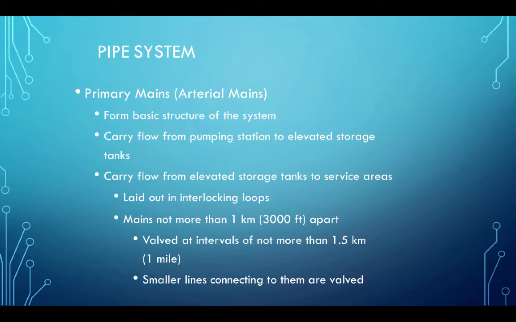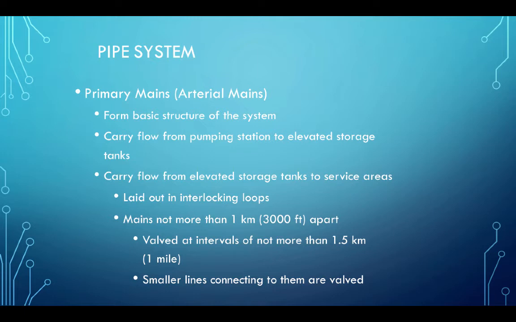The pipe system itself is usually categorized in primary mains or the arterial mains, and they form the basic structure of the system. These are fairly large diameter pipes that carry flow from a pumping station to elevated storage tanks and carry flow from elevated storage tanks to service areas. They tend to be laid out in interlocking loops.